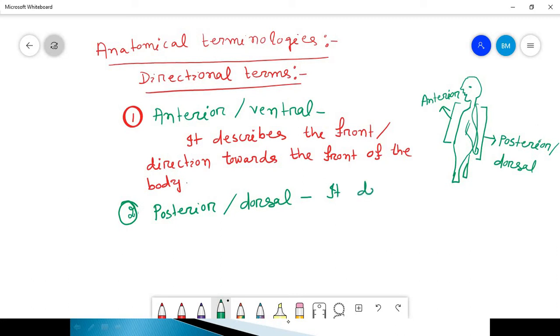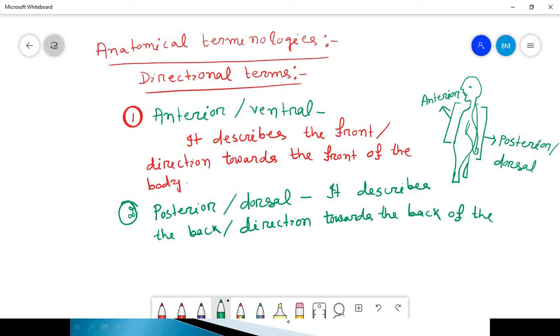It describes the back, or direction towards the back of the body. This is the posterior portion. Now let's move to the next portion.